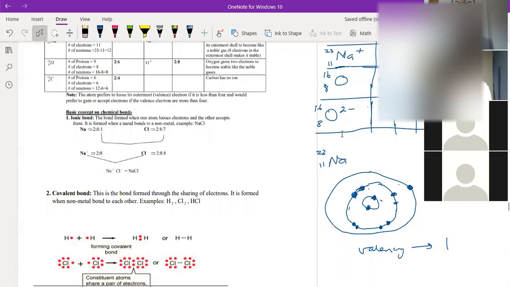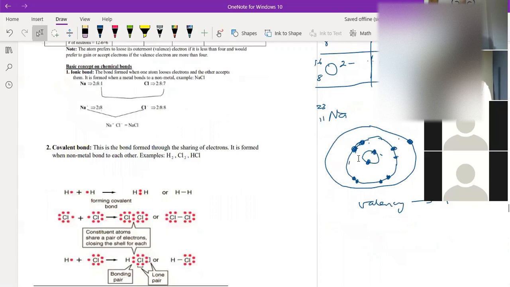That takes us to what we call bonding. Let's talk about chemical bonds. There are about four main types, but we'll talk about two or three. The first one is the ionic bond. An ionic bond is formed when an atom loses electrons and the other accepts them. One loses, the other one accepts, and then you have the ionic bond, forming ions.